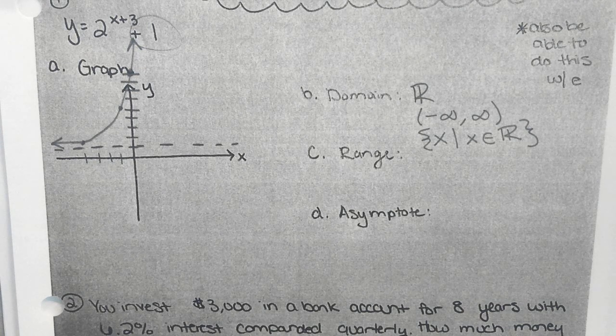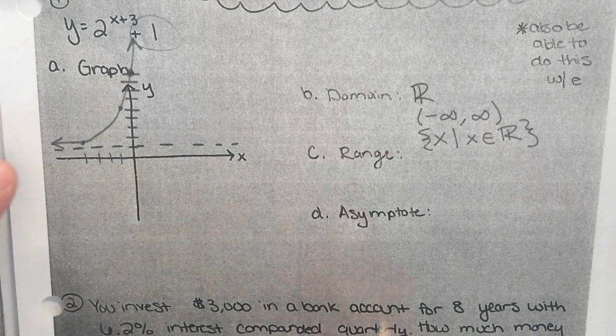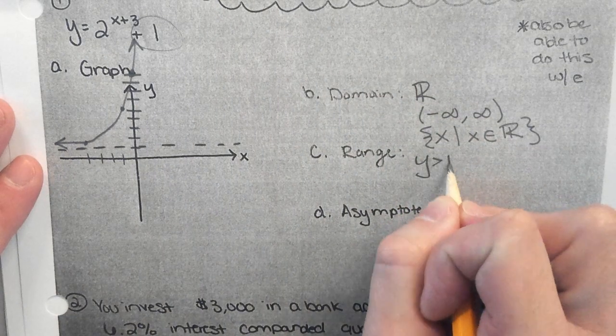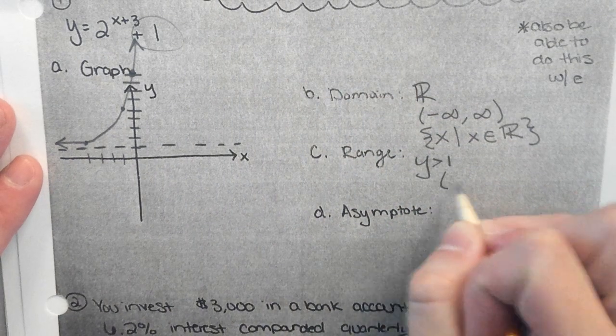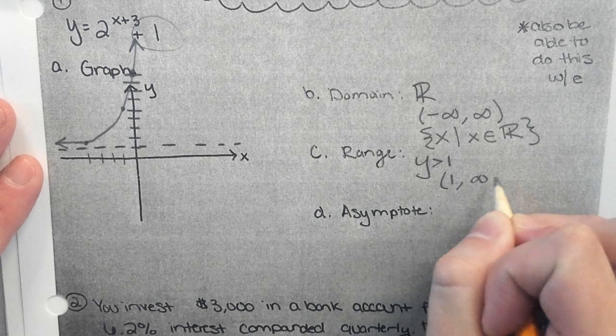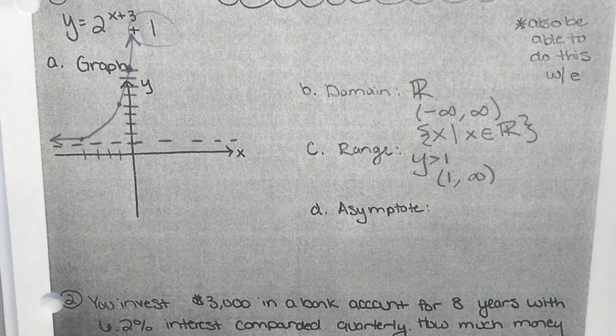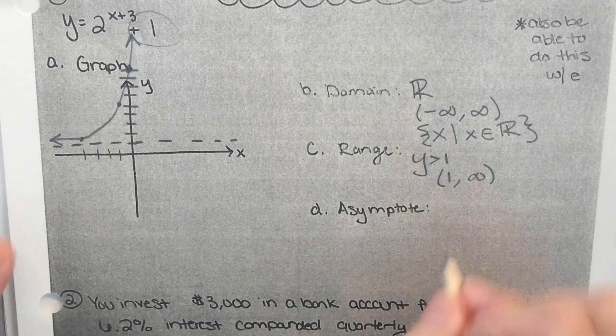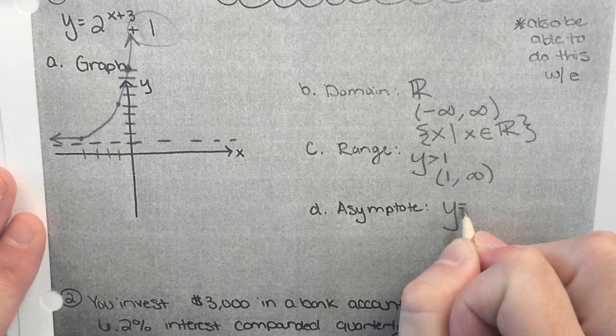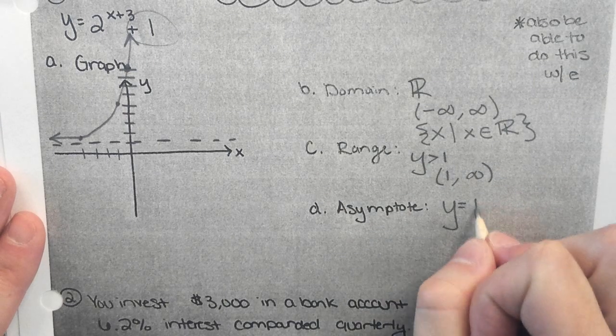What's my range? Y is greater than 1. Again, if you want to do interval notation, 1 to infinity. Again, it never touches 1, so we'd have parentheses there. Infinity is not something we can touch either, so we're going to put a parenthesis there. Asymptote lives at y equals 1.